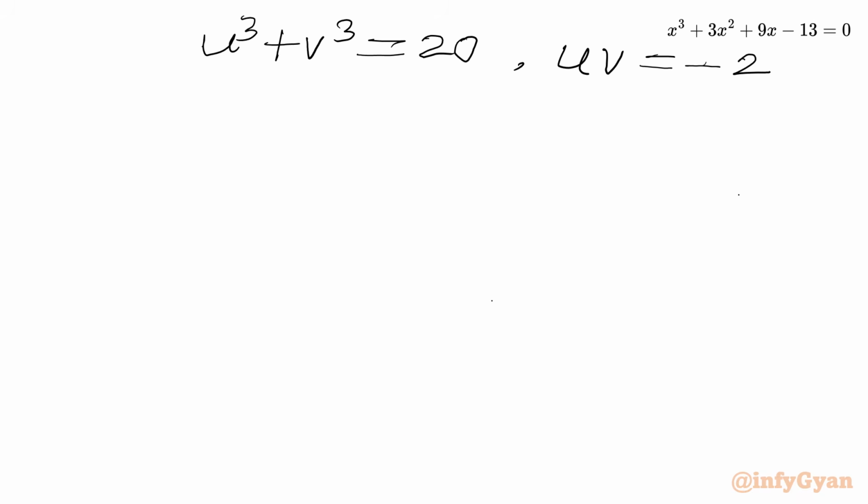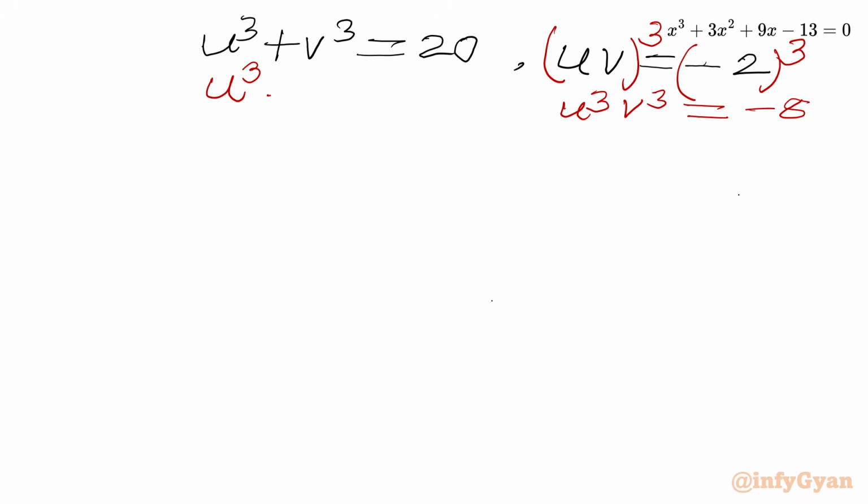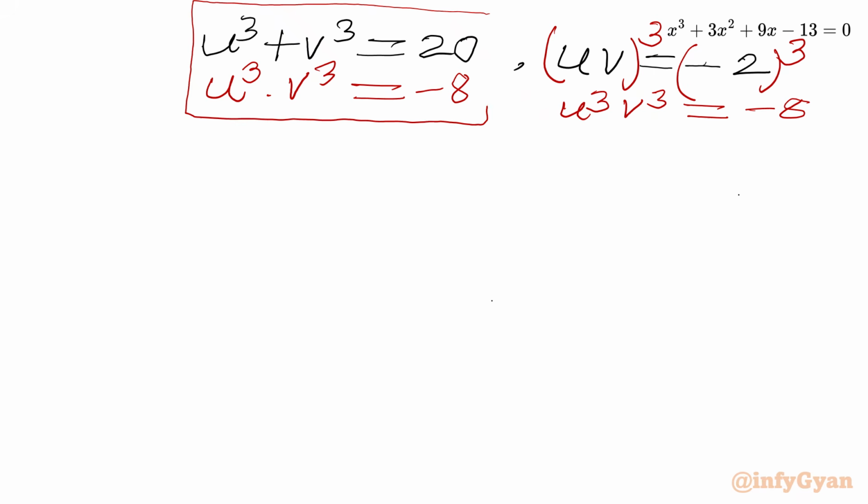Now I will be cubing the second equation. I will put power 3. So here I can write u cube v cube equal to minus 2 cube, which is minus 8. Let me write the equation over here: u cube times v cube equal to minus 8. So this is one system of equations which we will be solving for u and v.